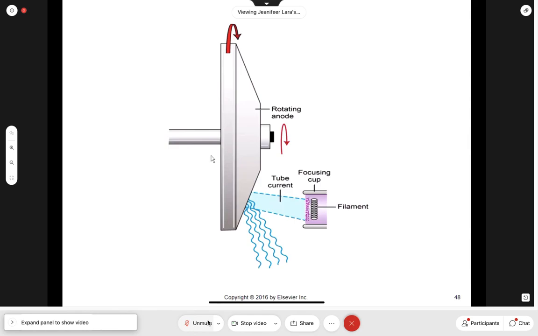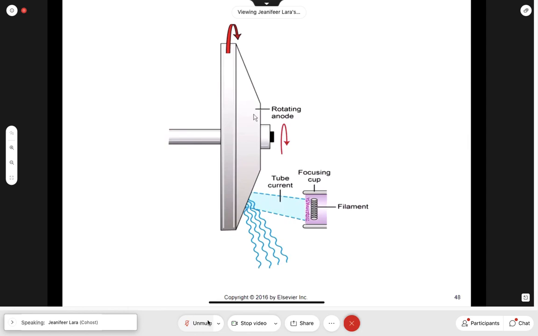But I do want you to understand, tube current is not the quantity of how many electrons are in it. Tube current is how fast the current is flowing. When you think about a river, you're not thinking about all the water particles that are in the river. You're not quantifying that. You're quantifying the speed of the river. So when you're thinking about current, current is the speed of flow.